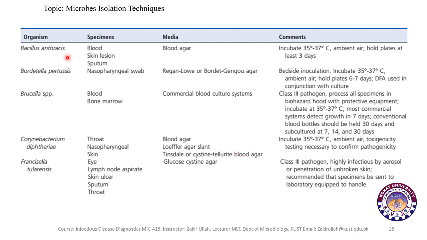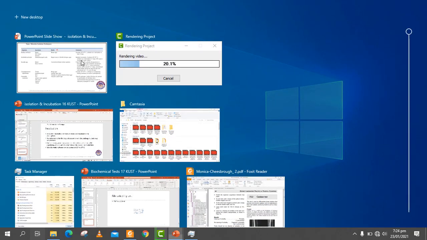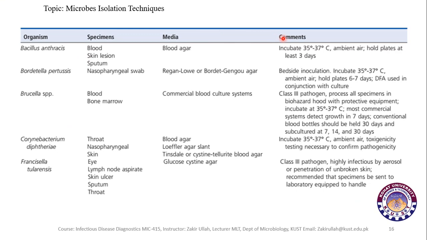This is the table which shows us the different types of microorganisms, the specimens in which they can be found, the media used for them, and the different conditions for their growth. Bacillus anthracis can be found in blood, skin, and sputum, and usually blood agar is used for this. They are normally incubated at 35 to 37 degrees centigrade and kept for up to 3 days with normal oxygen requirement.